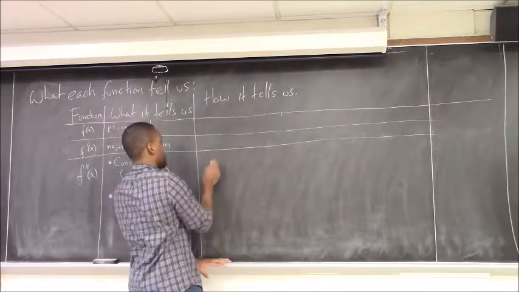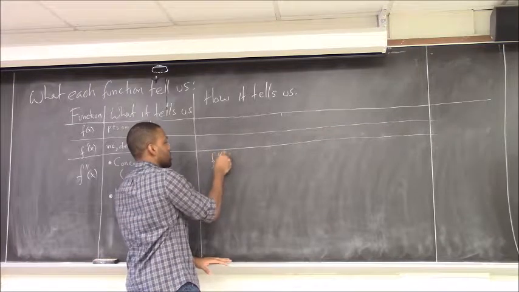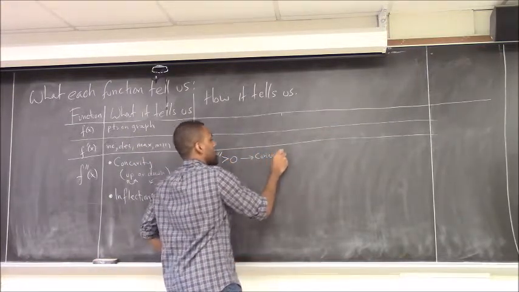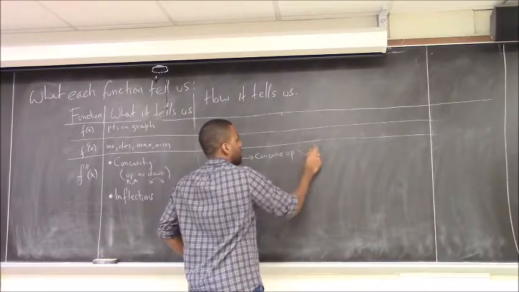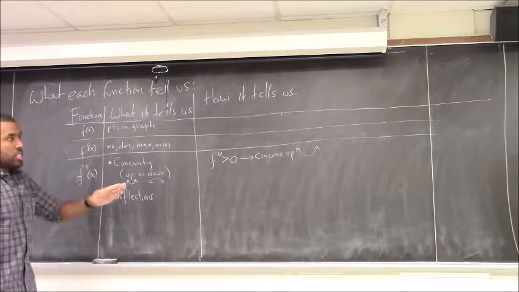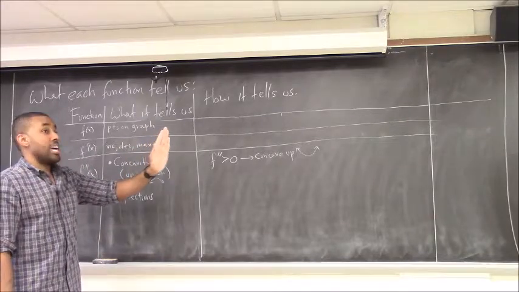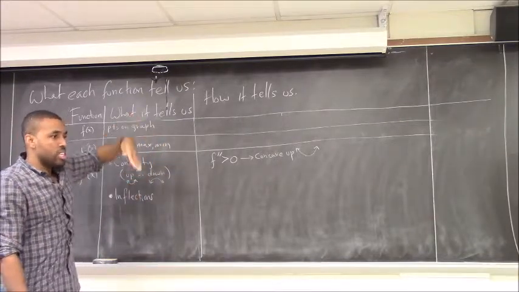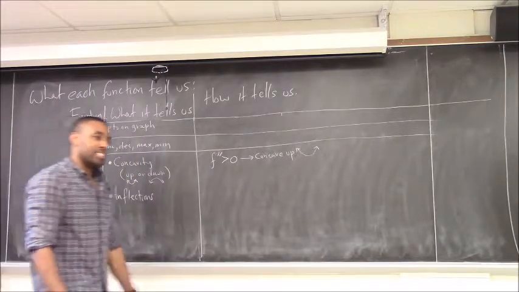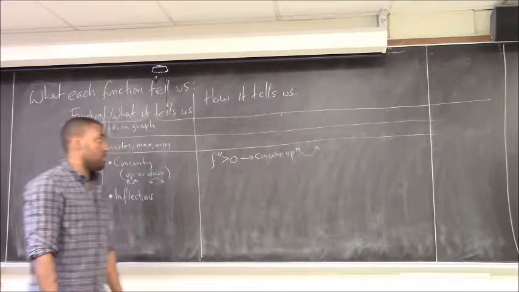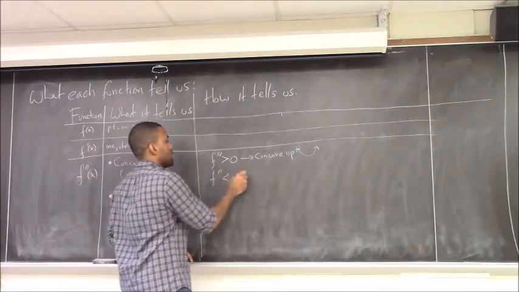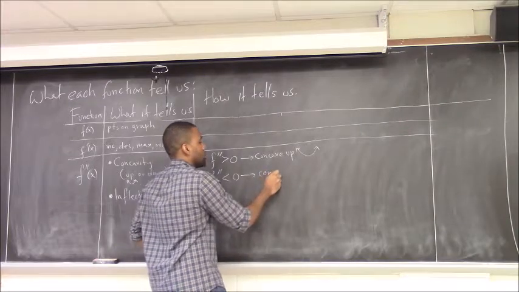And how would it tell us concavity? If the second derivative is positive, that means it's concave up. Remember, concave up like a cup, that means its shape is that. Which means if it's increasing, it would be increasing at an increasing rate. And if it's decreasing, it would be decreasing at a decreasing rate. That's what concave up would mean. If it's negative, this gives us concave down.